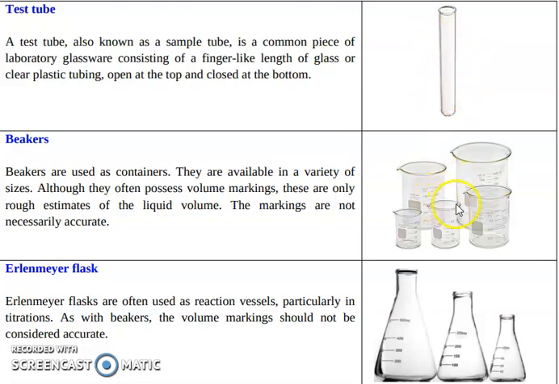Another important glassware, beakers. Beakers are used as containers. They are available in a variety of sizes. Although they often possess volume marking, you can see here labeling, these are only rough estimates of liquid volume. The markings are not necessarily accurate. So this glassware is known as beakers.